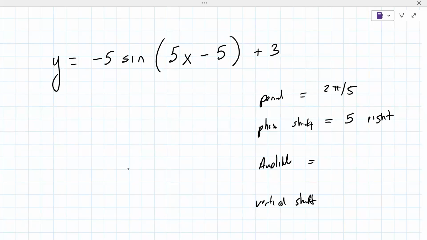The amplitude is 5, but it's the opposite value, reflected, negative. Yeah, you don't have to, that's not typically part of this sequence. They usually don't include that for whatever reason, but... And then the vertical shift is up 3.